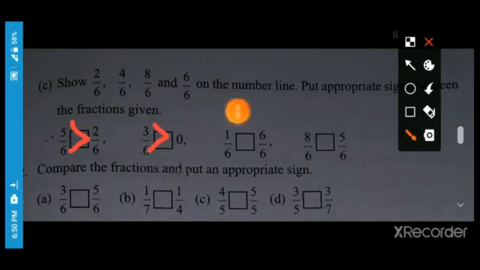1/6 and 6/6. When we compare these two fractions, 1/6 comes on the left hand side of 6/6. It means 1/6 is lesser than 6/6. So we put the lesser sign in between 1/6 and 6/6. Now when we compare 8/6 and 5/6, 8/6 comes on the right hand side of 5/6. It means 8/6 is greater than 5/6. So we put greater than sign in between 8/6 and 5/6.